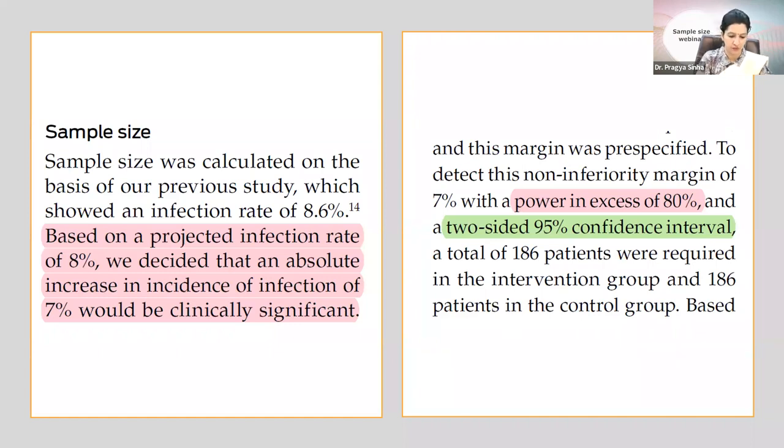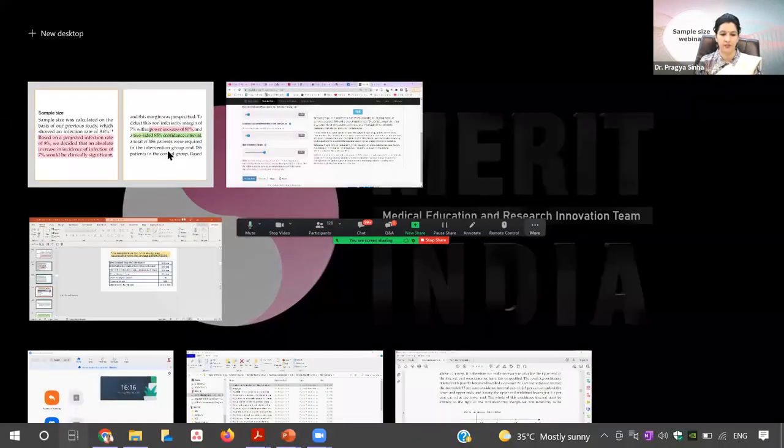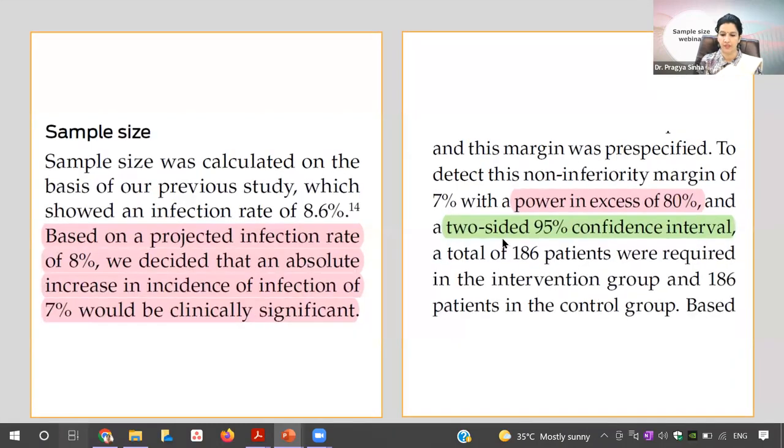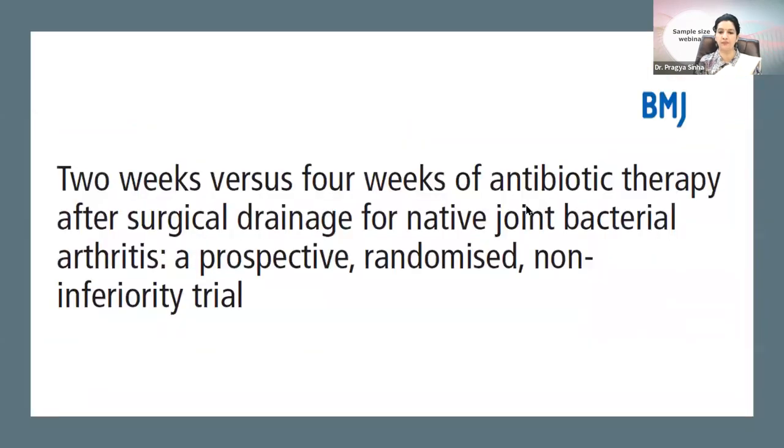So then I'll go to the next. So yes, this is the one. Then we'll go to the second example. The second example is 2 weeks versus 4 weeks of antibiotic therapy after surgical drainage for native joint bacterial arthritis.